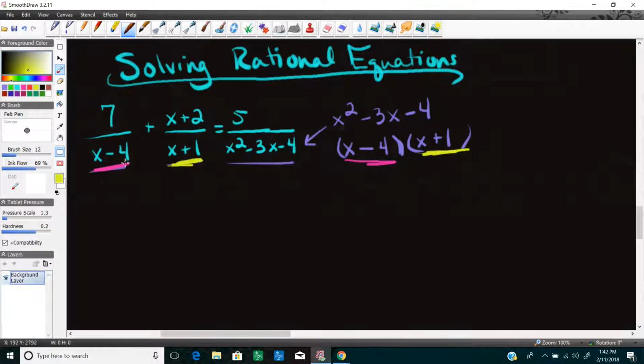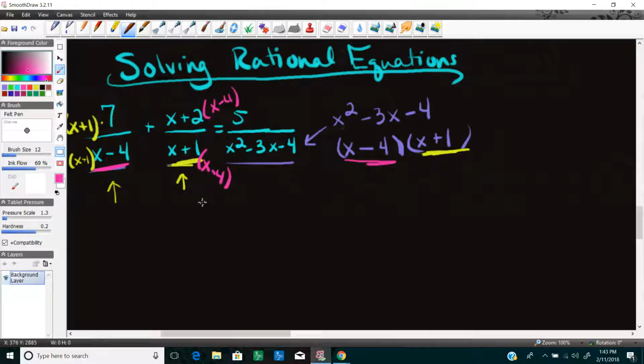So pretty much both of these expressions need one of the other, so that they all have the same denominator. So we're going to multiply the first one by x plus 1 because it's missing x plus 1 on the bottom for them to be equal to each other. And we're going to multiply the second expression by x minus 4 because it's missing x minus 4, if that makes any sense.